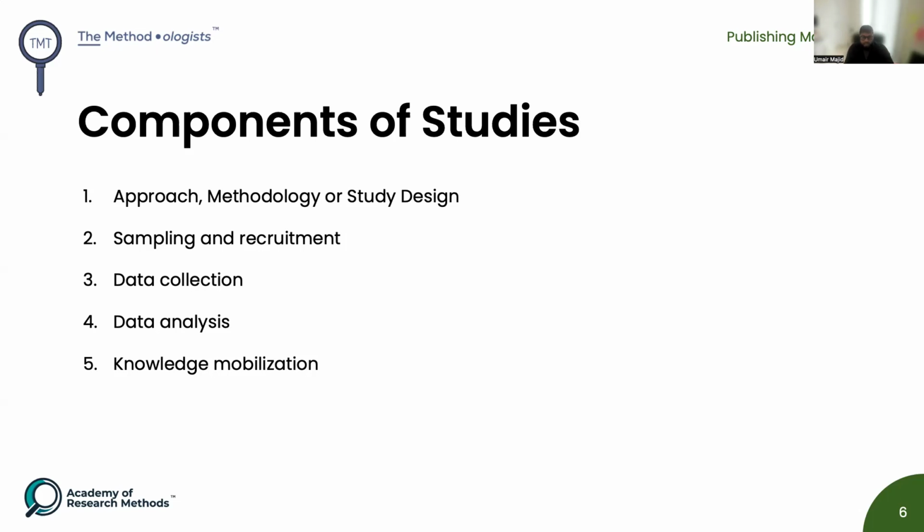As components of studies, this will make more sense if you understand those key concepts, right? So the first is, of course, the approach and the methodology or study design. And this talks about what approach did you choose? Quantitative, qualitative, mixed methods, why you chose that approach, and what study design or methodology you chose, right? So if you say this is a cross-sectional study, why is it a cross-sectional study? Why did you choose that? What are the reasons? What are the benefits, what are the pros, and what are the limitations?